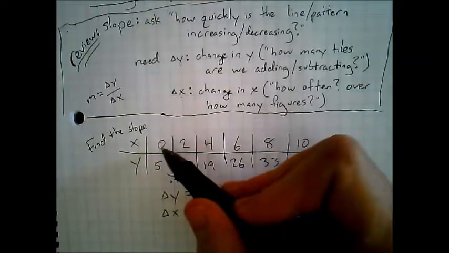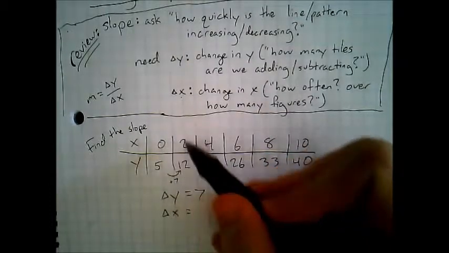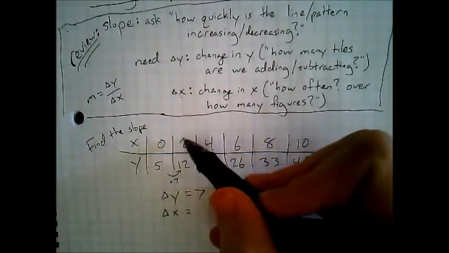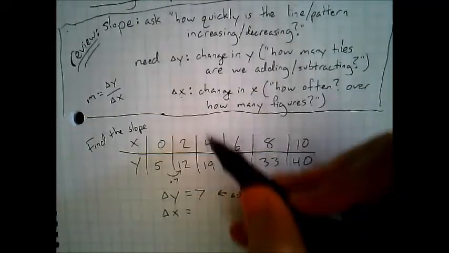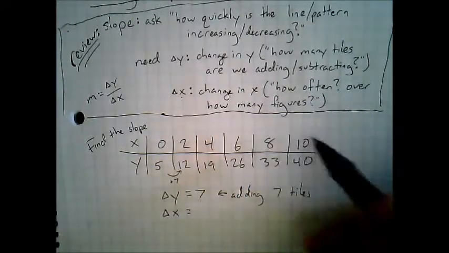Well, we're going from figure 0 to figure 2. So we added 7 tiles over 2 figures. We added another 7 tiles over another 2 figures. And we keep going every 2 figures.